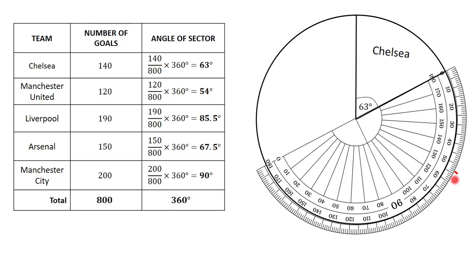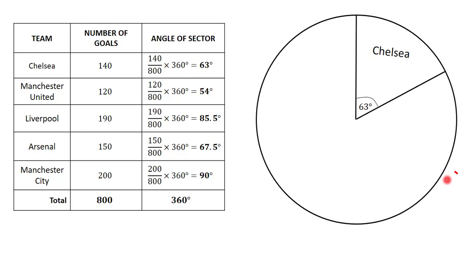You make a mark there, then you take the protractor off, you join the center of the circle to the new mark that you have made using a ruler. Then you draw a line from the center of the circle to the circumference. The angle there will be 54 degrees, and this sector is for Manchester United. We move on to the next one, which is Liverpool.